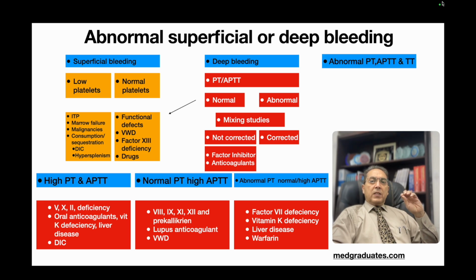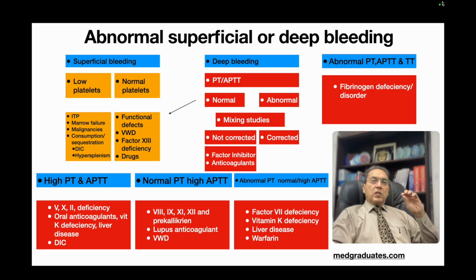And then if we see the patient has abnormal PT, abnormal APTT, and the TT, that is thrombin time, is also abnormal, this is fibrinogen deficiency or fibrinogen disorder, this may be liver disease, or the patient is on heparin. So this is what we see.